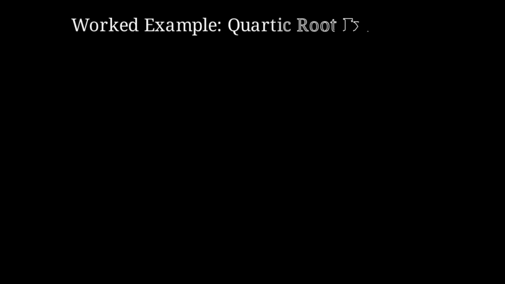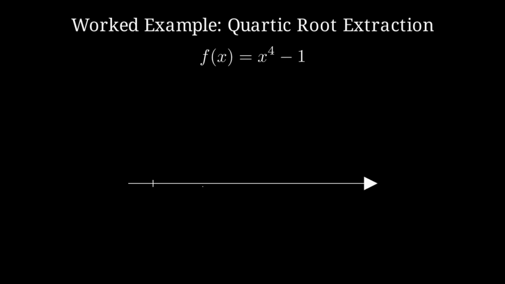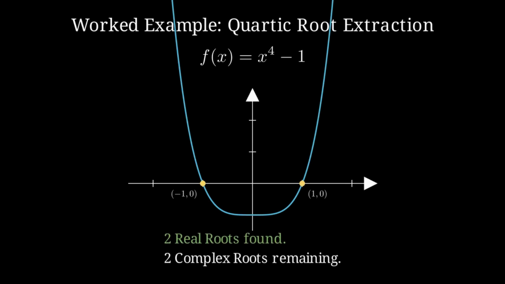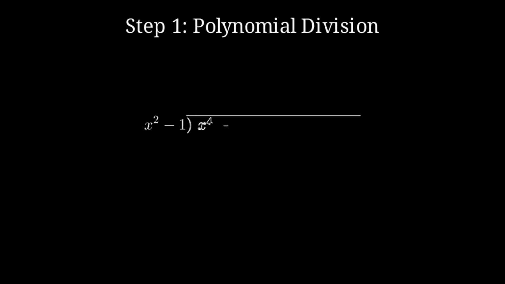Let's work through an example. For x to the 4th minus 1, the graph shows two real roots. Since it is degree 4, we are missing 2. We use the real roots to divide the polynomial and find the remaining factors. We divide the original polynomial by the factors created from our visible x-intercepts.